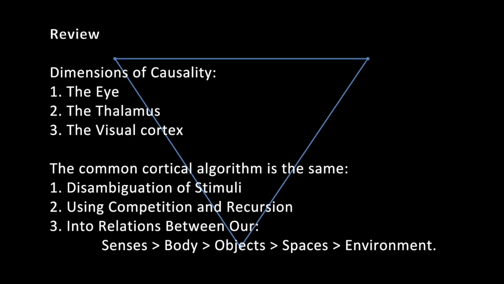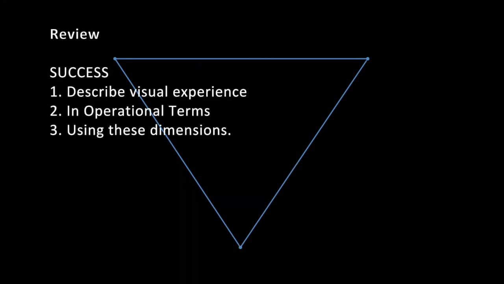Now, my goal has been to provide you with a basic understanding of how information moves through the visual system of the brain and the dimensions of causality at the eye and at the visual cortex, and how attention using the thalamus affects resolution. And lastly, how whether in the eye or the visual cortex, the common cortical algorithm is the same, disambiguation of stimuli using recursion into relations between our senses, body, objects, and environment. If I've been successful, you'll be able to articulate experiences people describe in operational terms using those dimensions of causality we've covered.